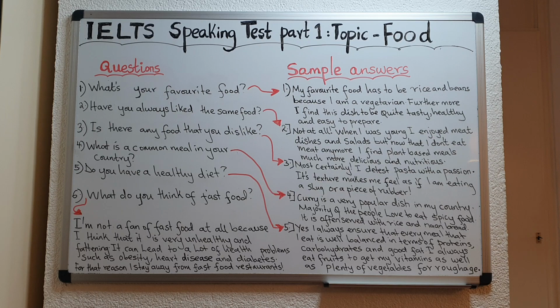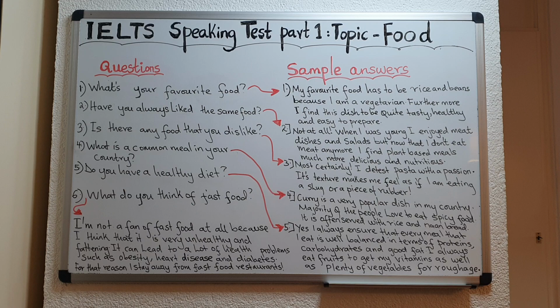When the examiner says, what is a common meal in your country? Then you can say, curry is a very popular dish in my country. Majority of the people love to eat spicy food. It is often served with rice and naan bread. Curry is a very popular dish in my country. Majority of the people love to eat spicy food. It is often served with rice and naan bread.